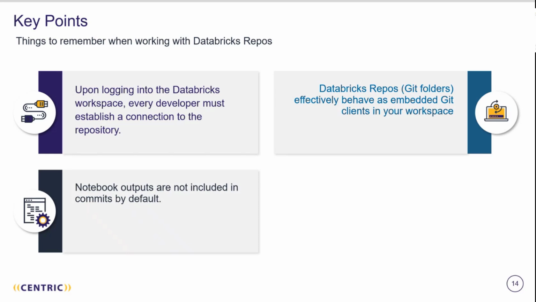Another thing to note over here is that the notebook outputs, when you run the notebook and the output that it generates, they're not included in the commit by default. When you commit your changes, the output of the notebooks will not get committed to your repo. And similarly, when you pull the changes from the repo, the notebook outputs will be cleared. So if you want to save your outputs for future reference, you might want to save them explicitly, otherwise they will get cleared.